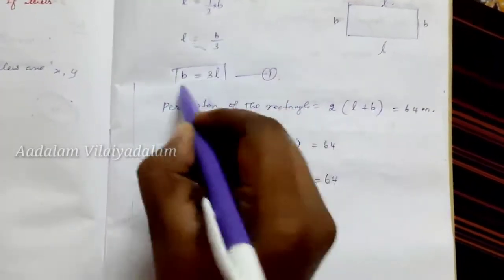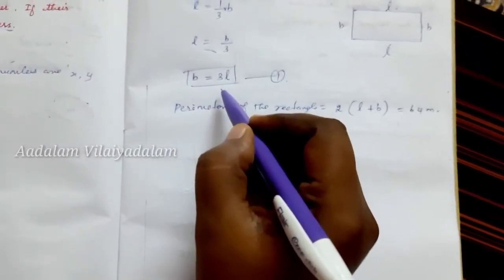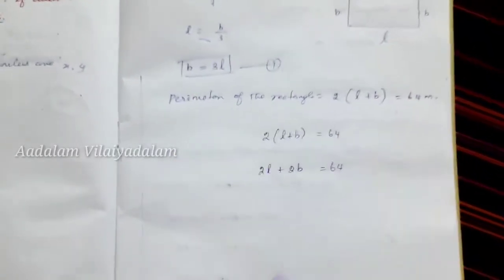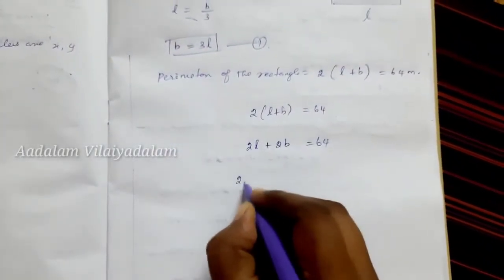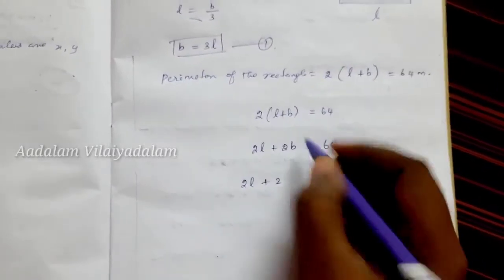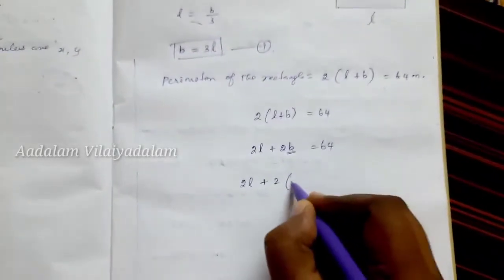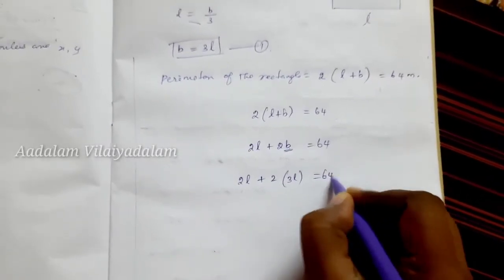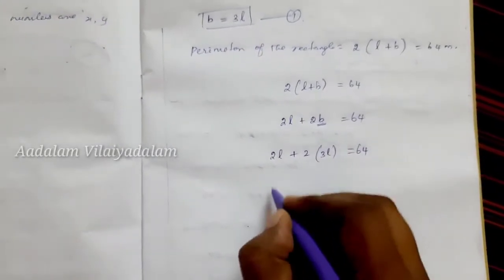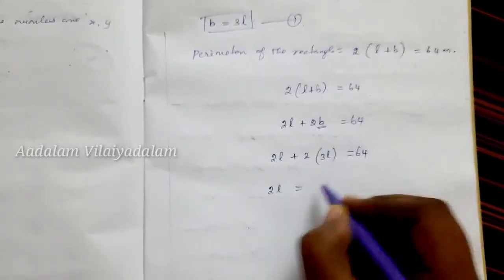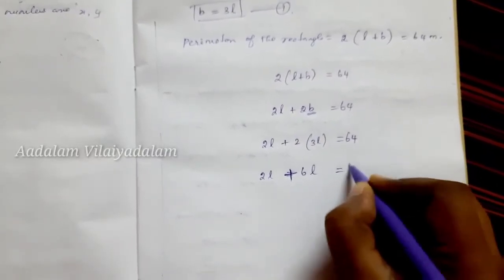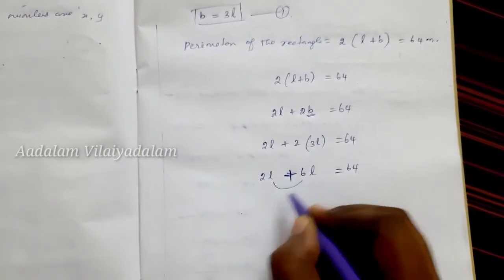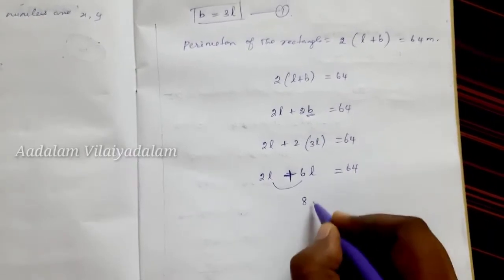But here we have one more condition. The value of B already we found from the given sum, that is B equal to 3 times of L. So therefore instead of B we can substitute this value. So 2L plus 2 times of, instead of B we can substitute 3L equal to 64. Then 2L and 2 3s are 6L equal to 64. So addition of 2L plus 6L we get 8L equal to 64.